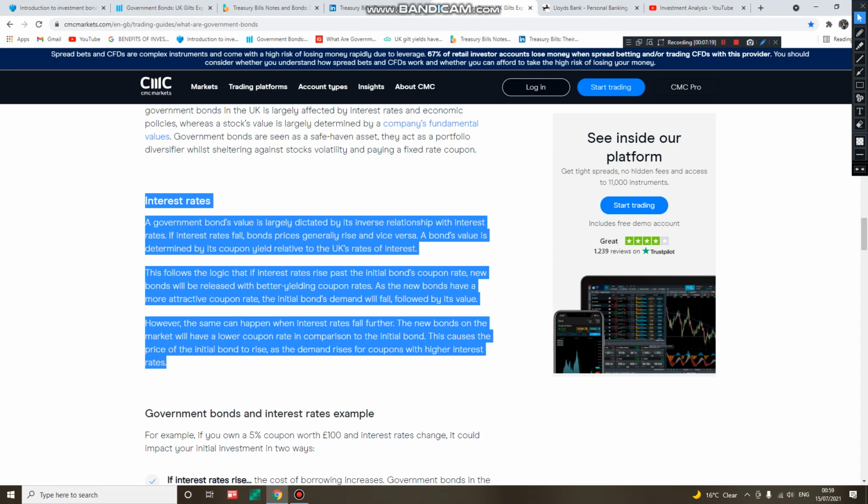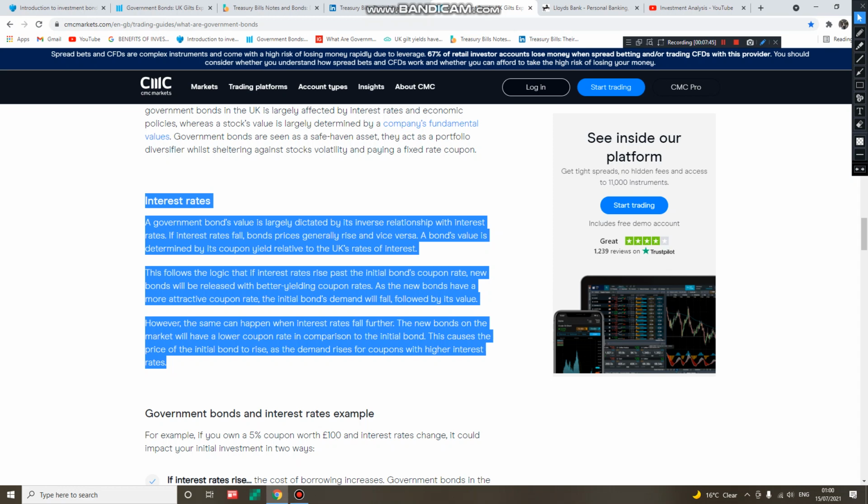Let us examine scenario 1. Let's say if the government increases the interest rates, the cost of borrowing increases. And let's say the bonds are now being released at 7%, while your coupon is only worth 5%. Consequently, the demand for your bonds falls, reducing it to £95. 5% of 100, that's £5. 100 minus 5, £95.